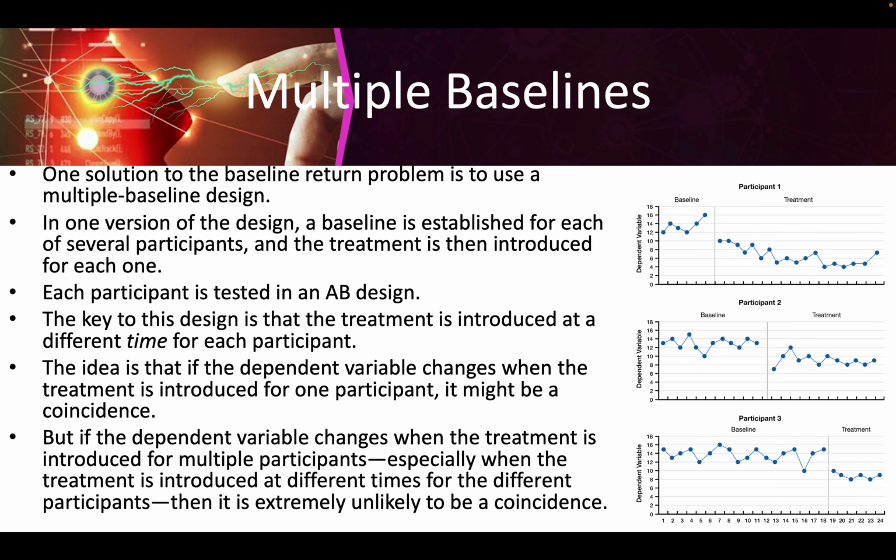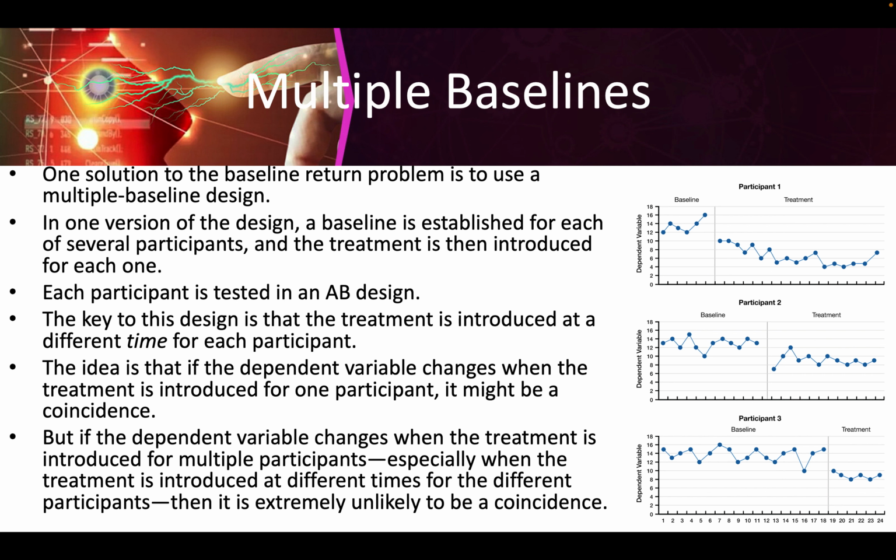One solution to the baseline return problem is to use a multiple baseline design. In one version of the design, a baseline is established for each of several participants, and the treatment is then introduced for each one. Each participant is tested in an A-B design. The key to this design is that the treatment is introduced at a different time for each participant.